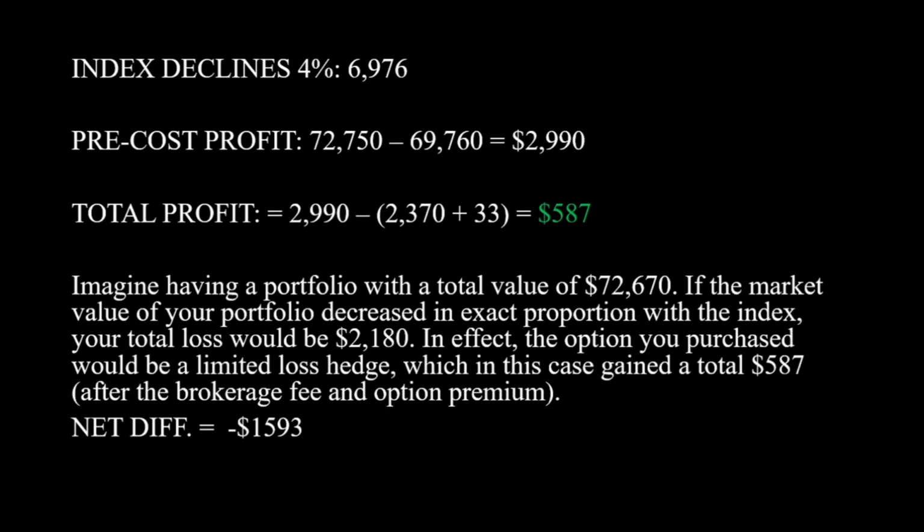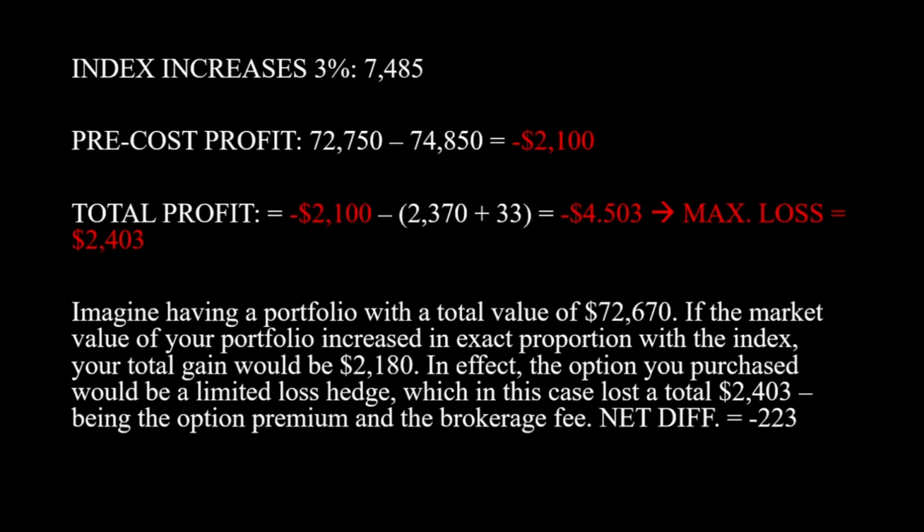In the other case, where we had a decline in the market by 4%, which is dramatic, what you would see is if you had a portfolio of $72,670 and the market value of the portfolio declined in exact proportion with the index, your total loss would be $2,180. Okay, that's in portfolio terms. In effect, the option that you purchased would be a limited loss hedge, much like the former case, which in this case had a total gain or profit of $587. Now, after the brokerage fee and option premium, it's a net difference of $1,593 loss. So in both cases, there's a loss.